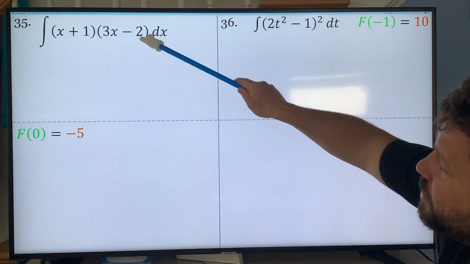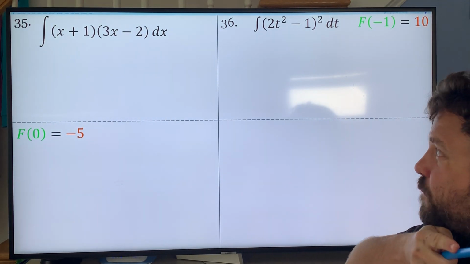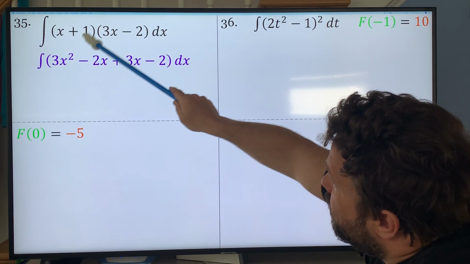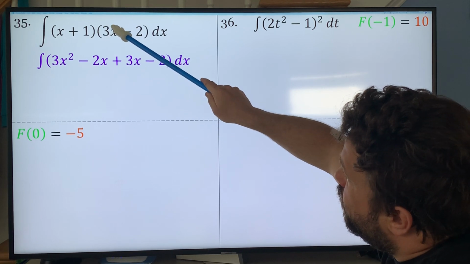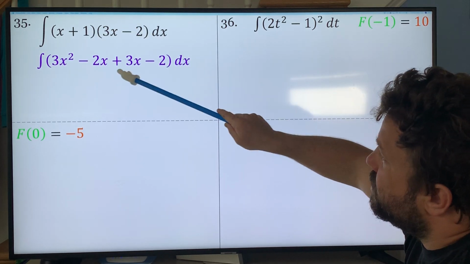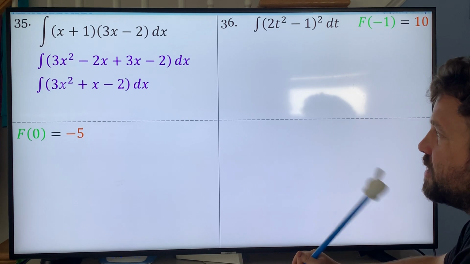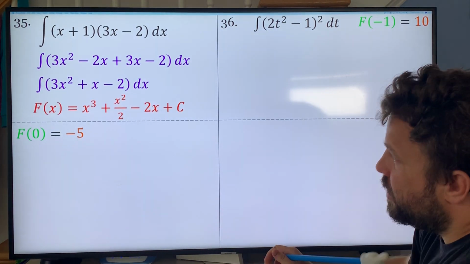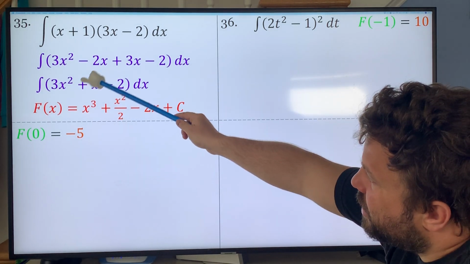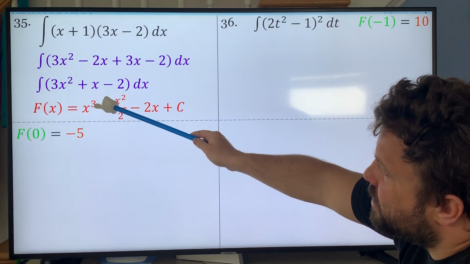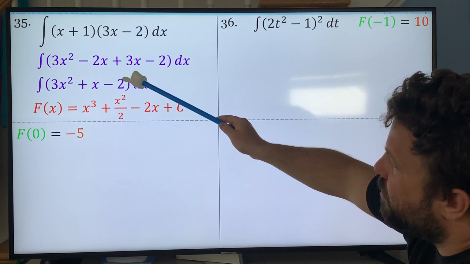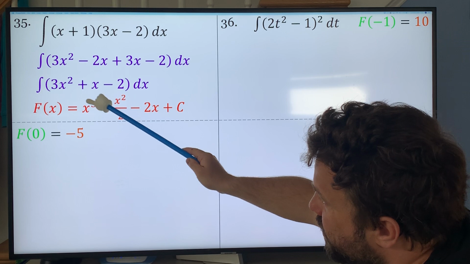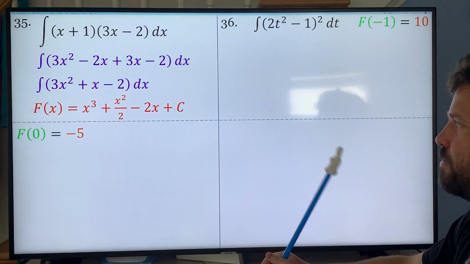All right. First step is to FOIL. 3x squared minus 2x plus 3x minus 2. Negative 3x plus 2x is minus x. And now you integrate them all. 3 times x to the third over 3 is x to the third. X squared over 2 minus 2x plus c. Now this is 3 times x to the third divided by 3. That's why there's no number there. 3 divided by 3 is 1.